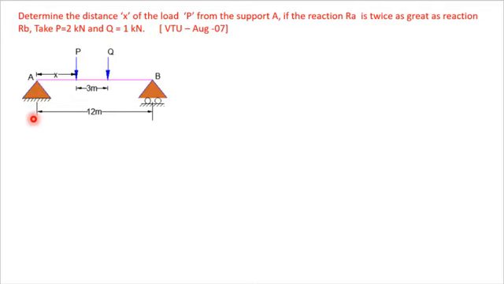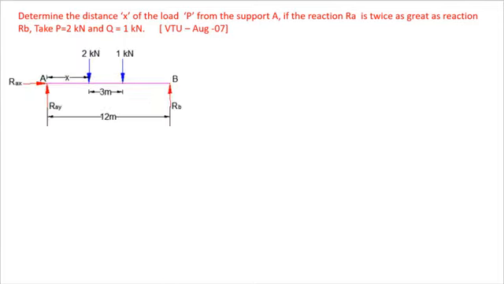At point A, we have two reactions since it is a hinge. One is vertical, the other is horizontal. And at point B, it is a roller, so we have only one vertical reaction. The value of P is 2 kilonewton and the value of Q is 1 kilonewton. If I replace all the supports by reactions, we should get Ray, Rax, Rb, with P equal to 2 kilonewton and Q equal to 1 kilonewton. So we need to find x.